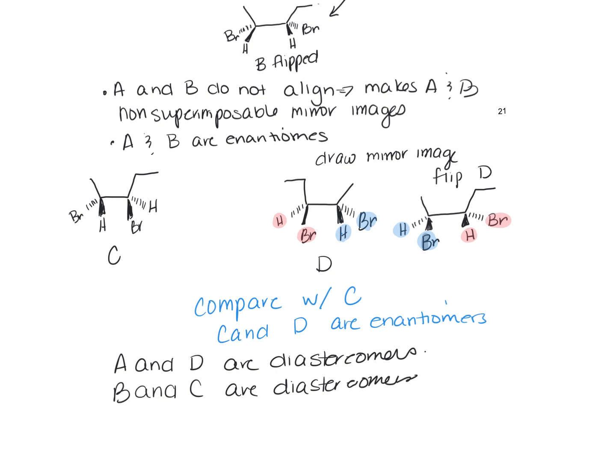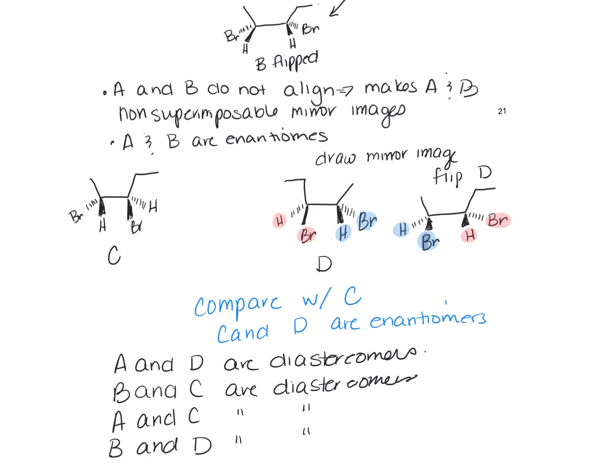We also see where A and C are diastereomers, and then B and D are diastereomers. So everything else, if it's not a specific enantiomer relationship, here are diastereomer relationships.